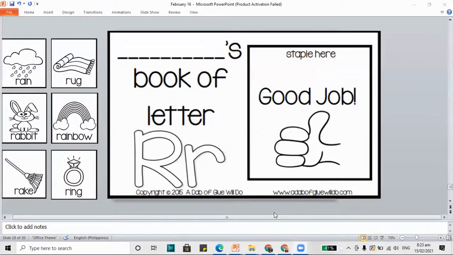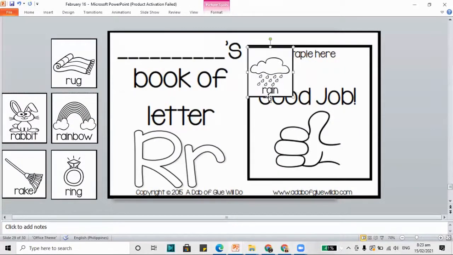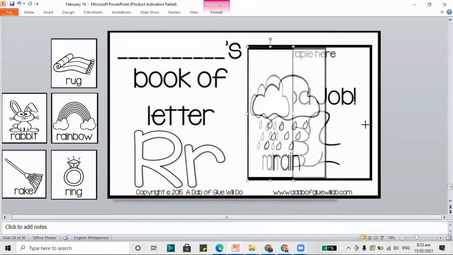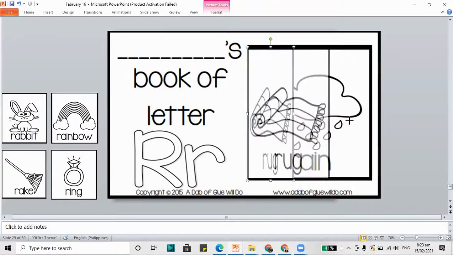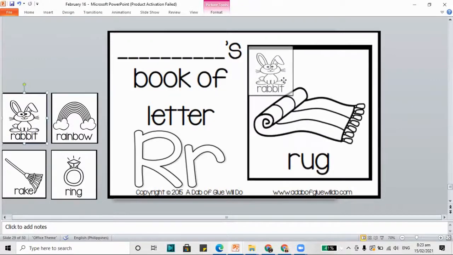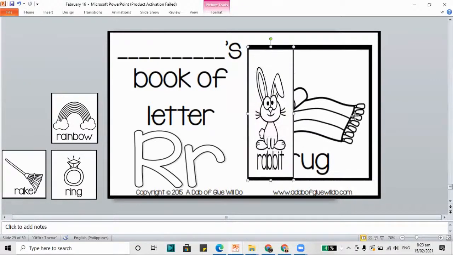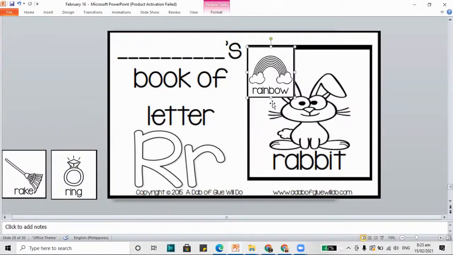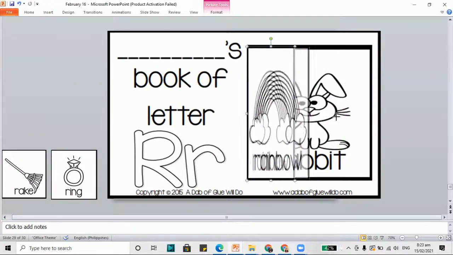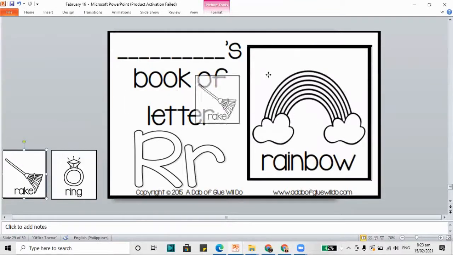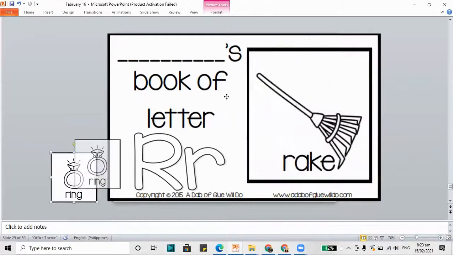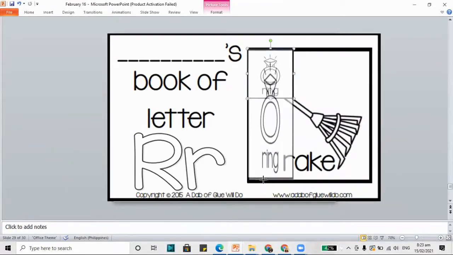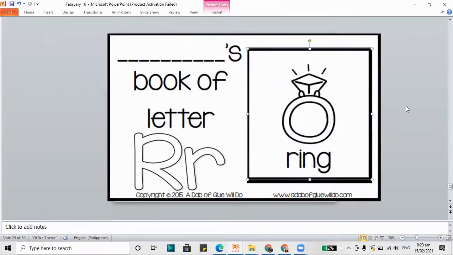And what are some words with the R sound? We have R is for the rain. Rain begins with letter R. R is also for the rug. You can find the rug on the floor. R is also for the rabbit. Rabbit. And R is also for the rainbow. Sometimes after the rain, you can see a rainbow. We also have R for the rake. Rake. And we also have R for the ring. Ring. So those are some pictures and words that begin with the letter R.